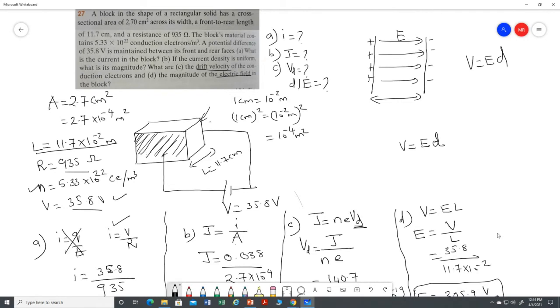Likewise, you can apply it here, because this is a conducting material. So it has some charges on this side and some charges on that side. So what will happen? The distance from the front side to the back side is nothing but my distance L. So I can use this formula. Okay, makes sense. Thank you. Clear? Yes, clear.